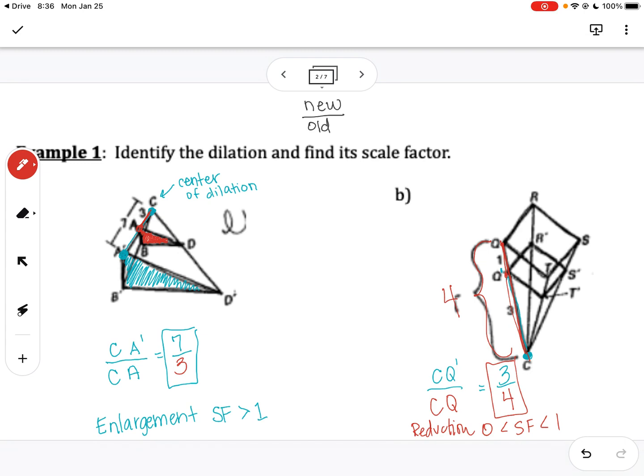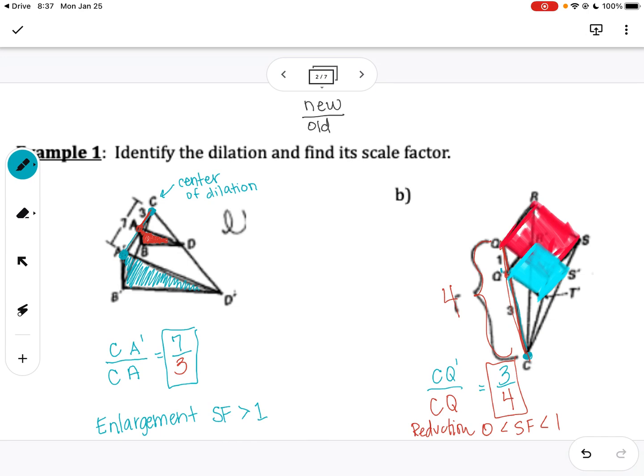If we look at this quadrilateral here as our pre-image, from Q, R, S, T, if I just lightly color this in, that's my pre-image. And then if I look at my image, the new shape, that's Q prime, R prime, S prime, T prime. This new figure is smaller than the original. So that's a reduction. We can use this scale factor to help us find side lengths.